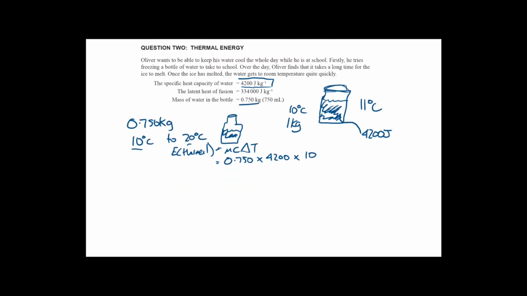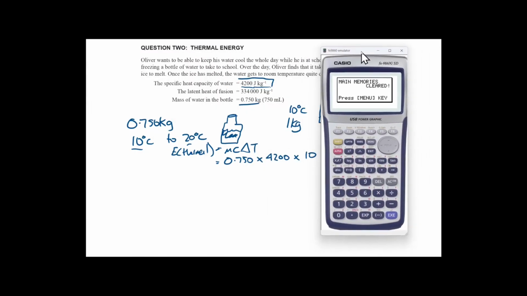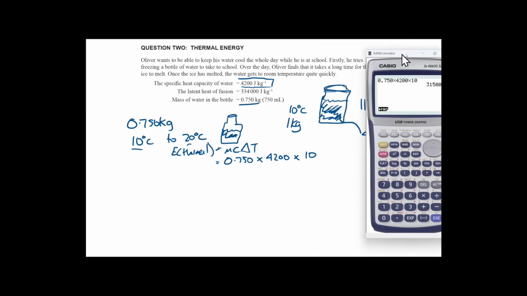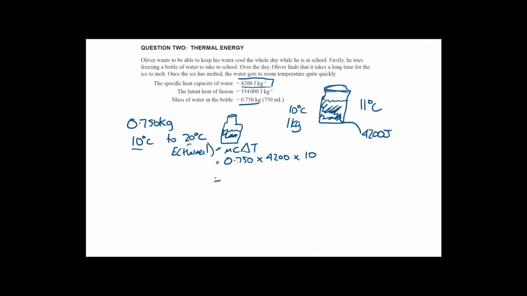How much energy are we going to need to use? Well, let's grab the calculator. So 0.750 times 4,200 joules times 10 degrees. So we need to put in 31,500 joules, or 31.5 kilojoules, really. Which is quite a lot.